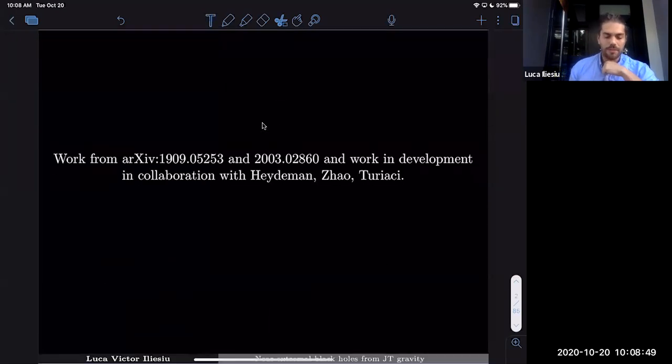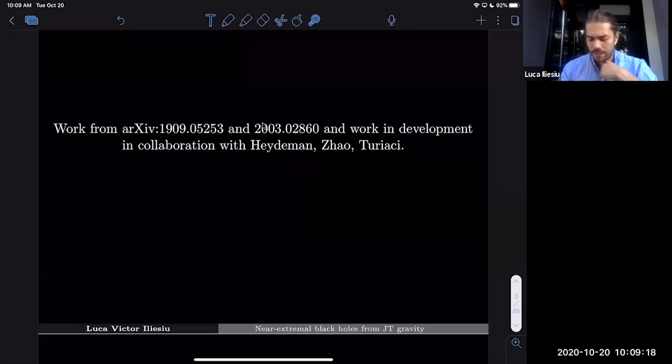So this work that I'll be presenting is based on these two papers. This one is with Joaquin, who I think is in the audience. And the later work that I'll be presenting is in collaboration with Matt Heidemann, a postdoc at Princeton, and a grad student, and Joaquin again. That should appear very soon, sometime in the next couple of weeks.